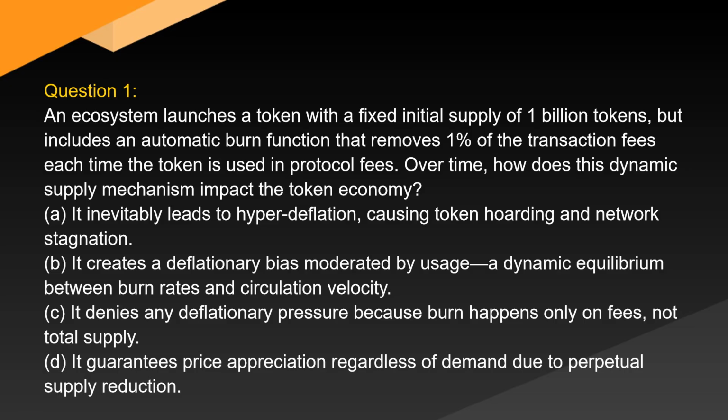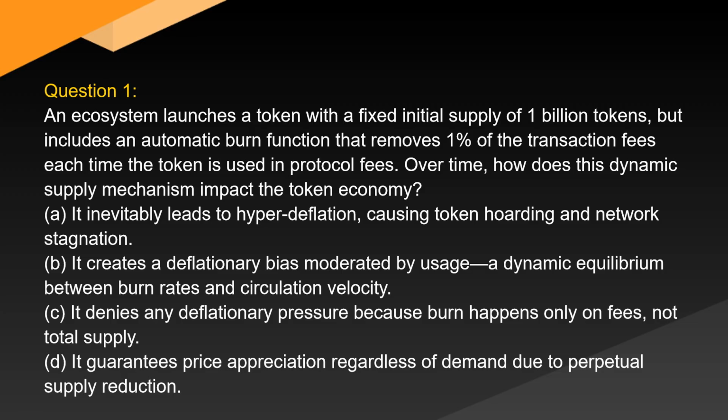Question 1. An ecosystem launches a token with a fixed initial supply of 1 billion tokens, but includes an automatic burn function that removes 1% of the transaction fees each time the token is used in protocol fees. Over time, how does this dynamic supply mechanism impact the token economy?